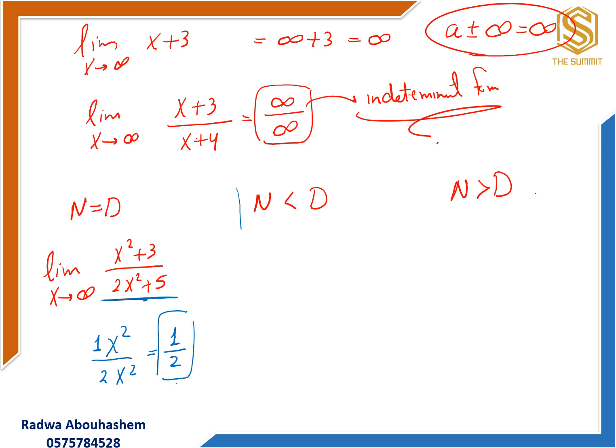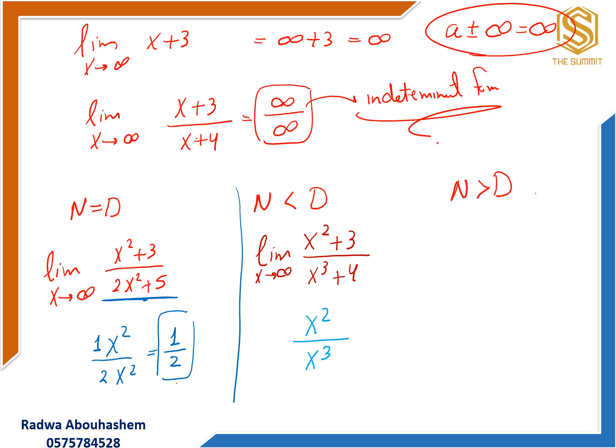Now, let's take another example. If you have the numerator smaller than the denominator. Again, we're just neglecting everything, we just take the variables. So let's take the variables here. It would be x power 2 over x power 3. Now the numerator power is smaller than the denominator power. So all the time the answer would be 0.